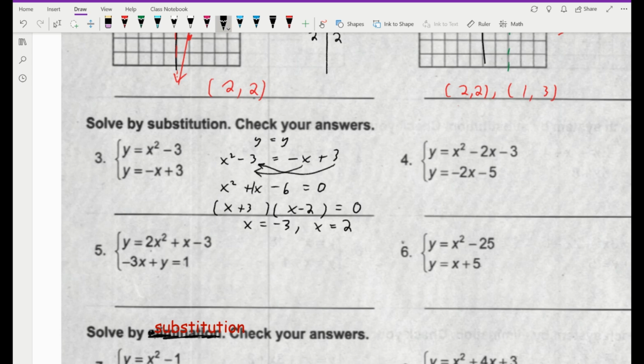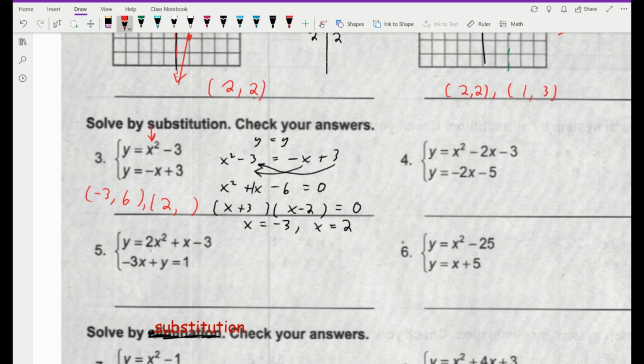And we want xy coordinates here. So we're going to have to plug in -3 into both equations, to make sure we get the same y value. So let's plug in -3. I'll first plug it into the top equation. -3 squared is 9. 9 minus 3 is 6. Now we have to plug in the -3 here next, and we should get the same value. And a -3 is a +3. 3 plus 3 is 6. So this point is good. This is a solution.